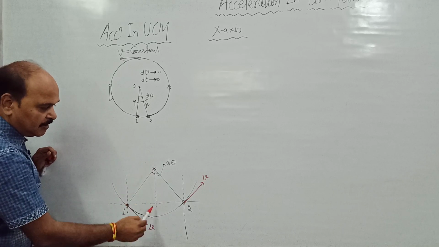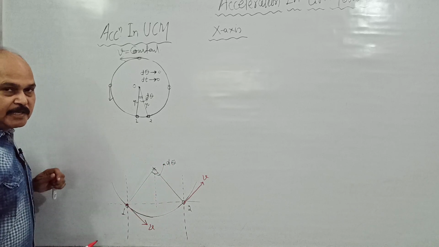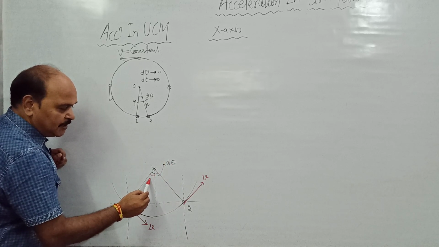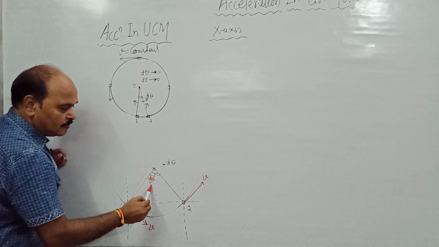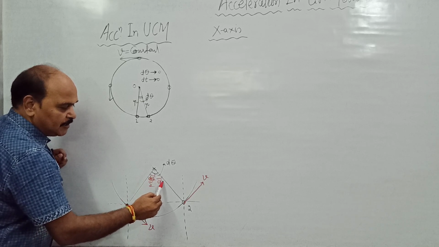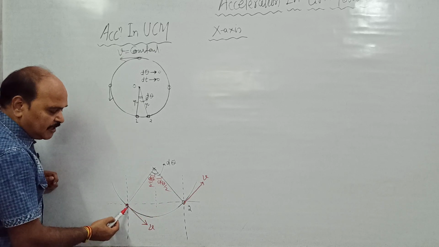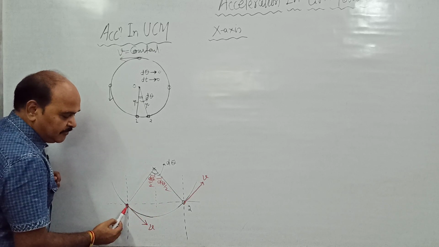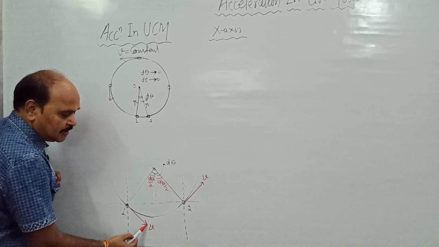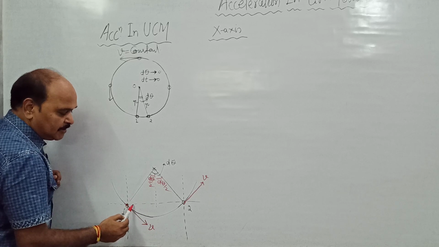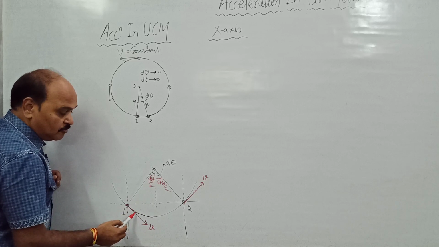This is a line parallel to y-axis passing through the center. If this angle is d theta, then this angle is going to be d theta by 2, and also this angle is going to be d theta by 2. Now what is the direction of velocity at point 1? This velocity v is tangential in this direction. Now if you look at this triangle, this is d theta by 2. This angle is going to be 90 minus d theta by 2. This total angle is going to be 90.